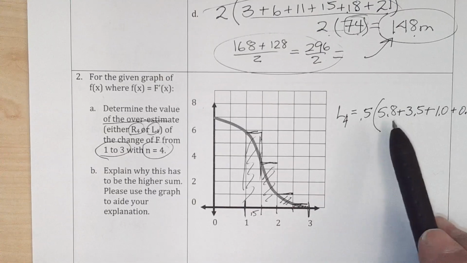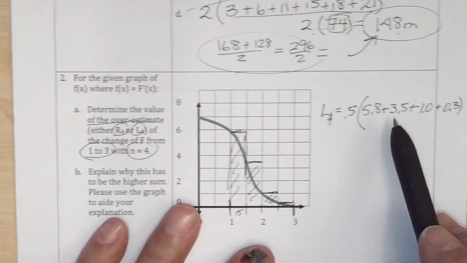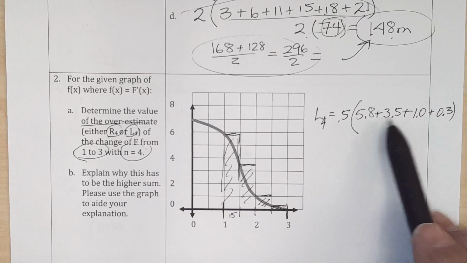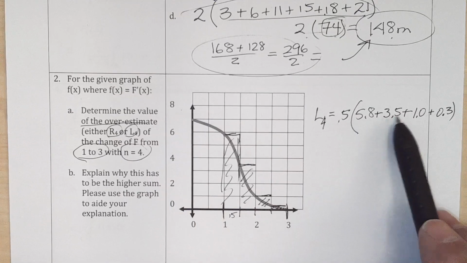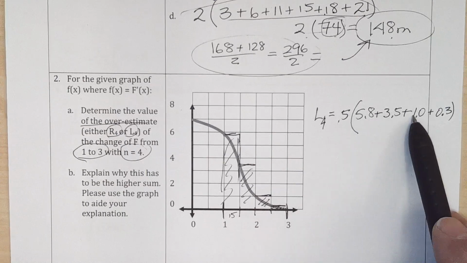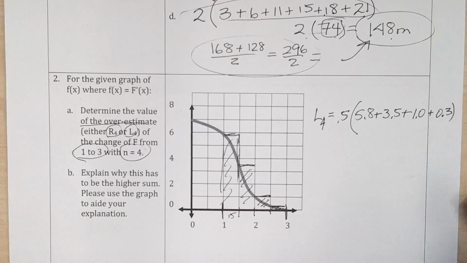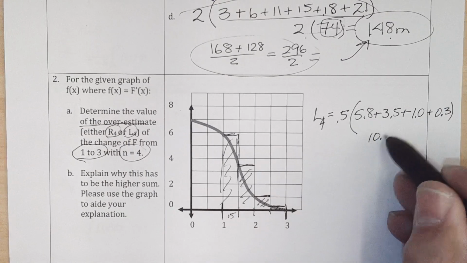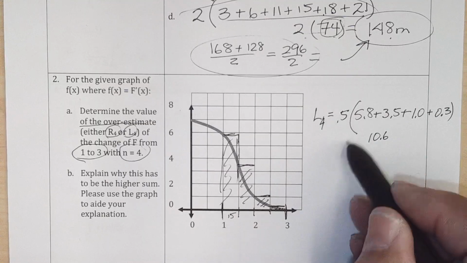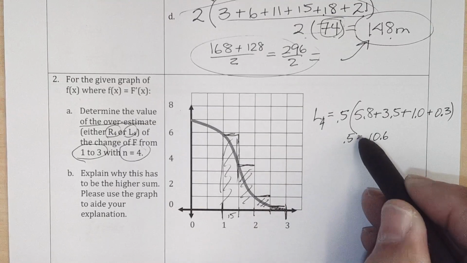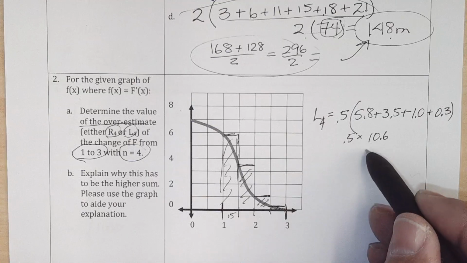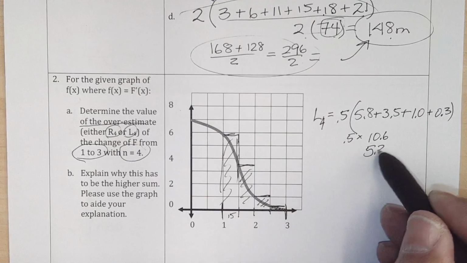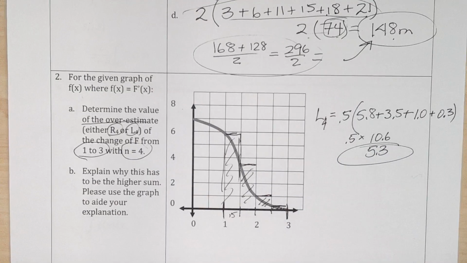So 5.8 plus 3.5, that's 9.3, 10.3, 10.6 times 0.5, which means take half of that, which would be 5.3, is a reasonable answer. Something around that.